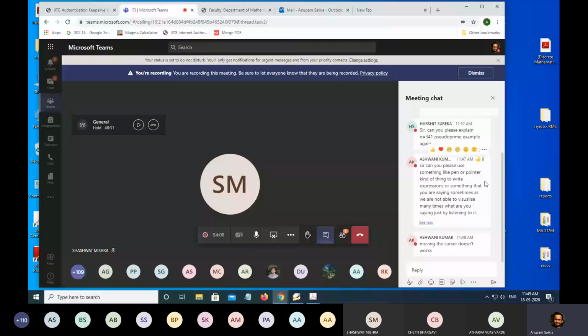Moving the cursor does not work. I see. Okay. Yeah. Okay. So I was trying to move it, yeah, if it does. Anyway, I'll use the light board and let's see. I'll use Windows Journal from the group theory part.